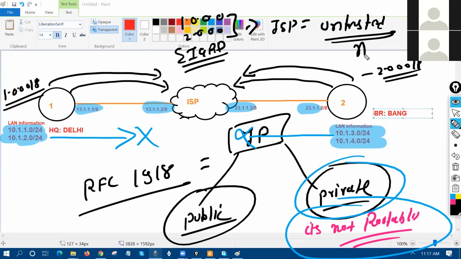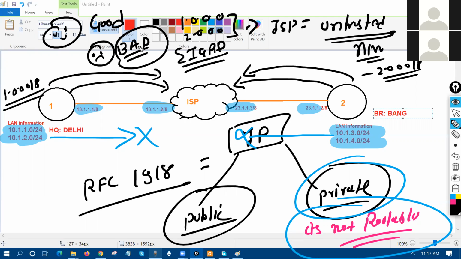On an untrusted network, we have some good people, and we have some bad people. And what are the bad people going to do? They can perform any kind of attack on your network, because you are sharing the complete LAN information with the ISP.